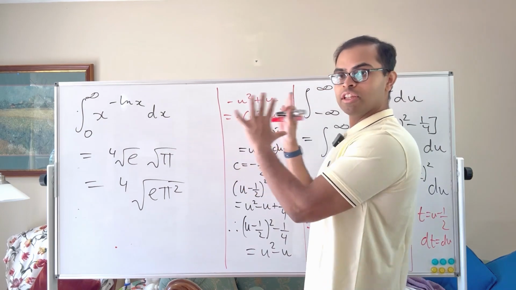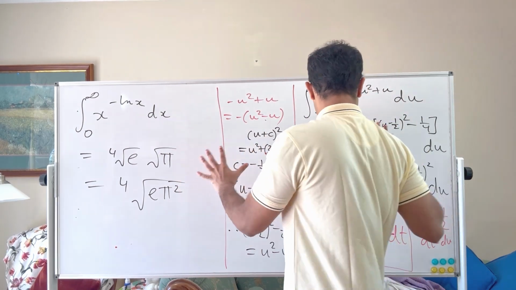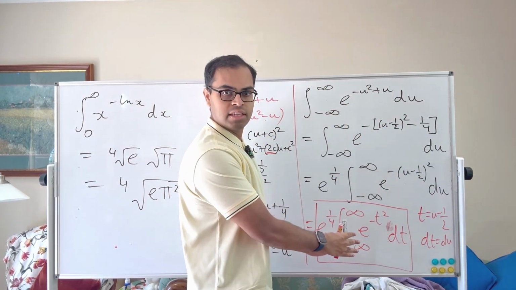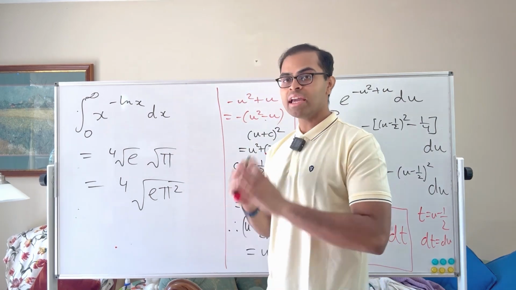So check out the video. It's going to pop up on the screen here. It's going to explain why this integral from negative infinity to infinity of e to the negative t squared is the square root of pi. It's a very clever trick.